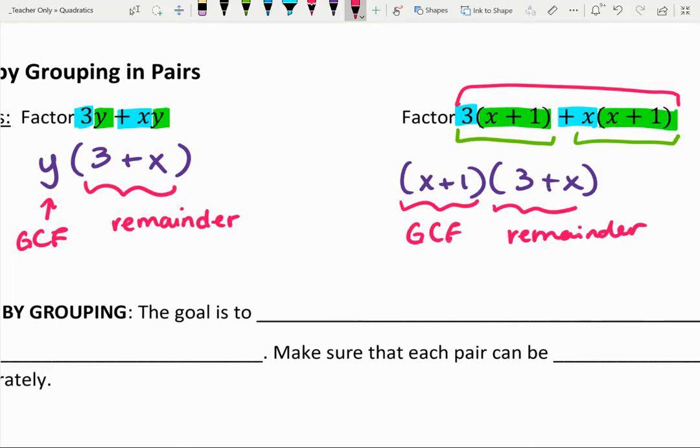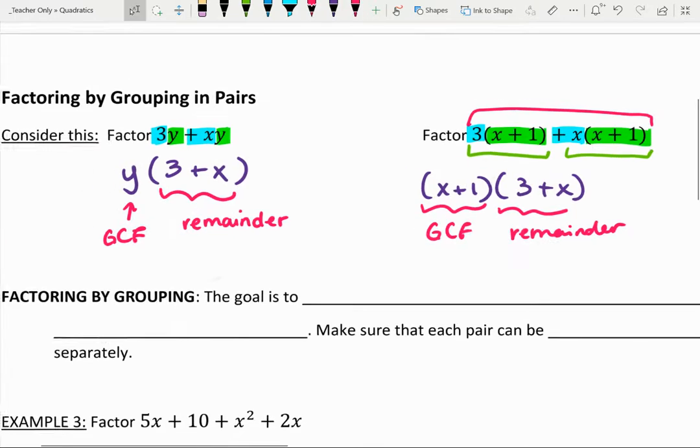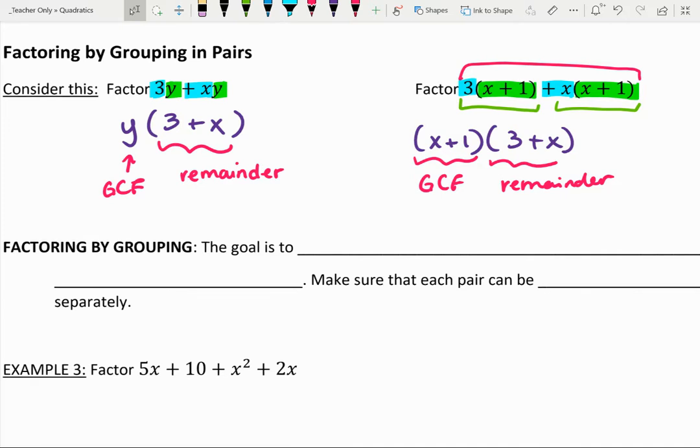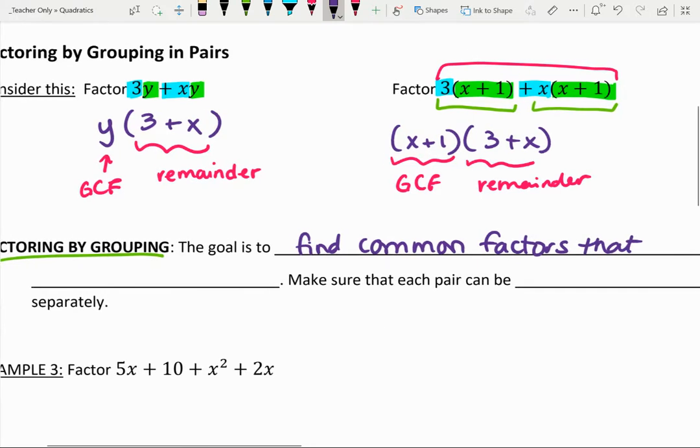So earlier when we were factoring with the greatest common factor, we were looking at maybe a single term or a combination of coefficients and variables. Now, when we're talking about grouping in pairs, we're looking for a greatest common factor that could actually be an expression. So when we're talking about factoring by grouping, the goal here is to find common factors that may be in parentheses.